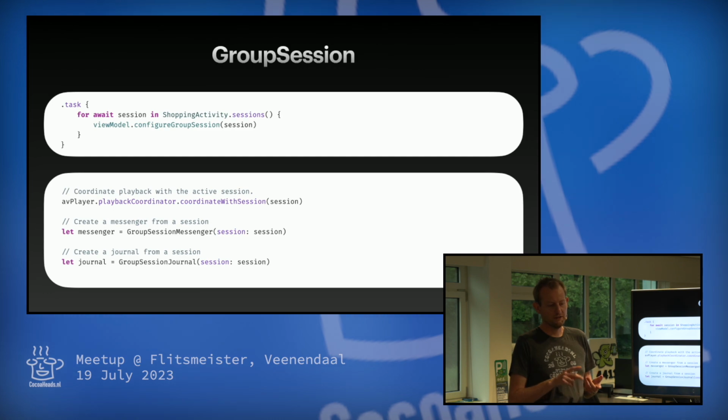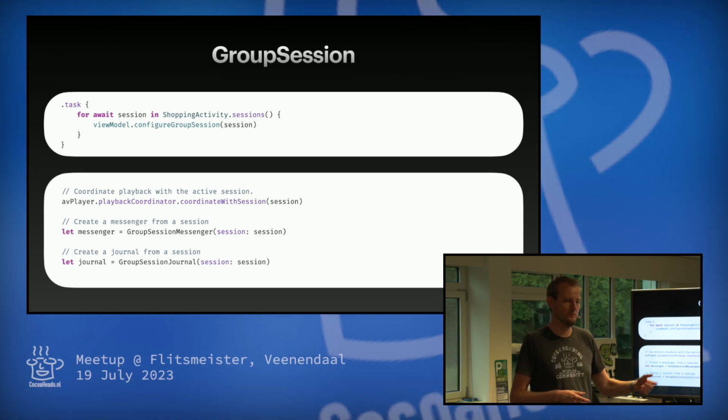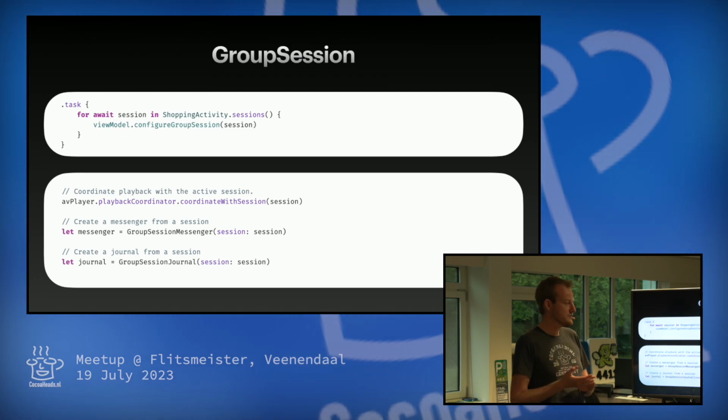So that works for video, for audio. If you build a music app or a podcast app or something, you could use this. Even if you don't use AV Player for playback, there's a delegate you can implement, and then you also get play, pause, seek events connected to you. But the more interesting cases are the other two examples, for which we need the session messenger or the session journal.